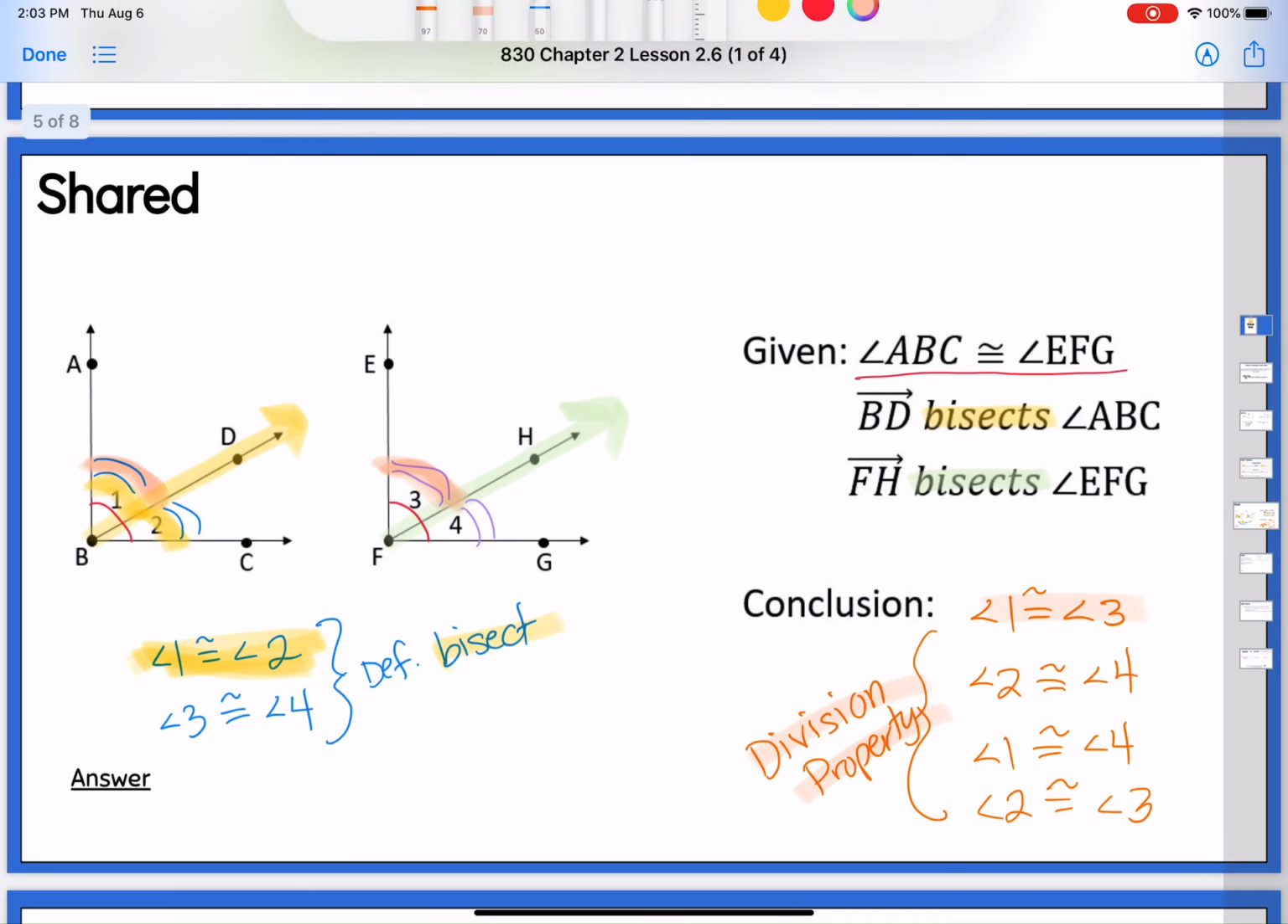All right. So hopefully that helped clear up some questions about that. It also works the same for the multiplication property, right? So the definition of bisect would be all in the same angle. If you're using multiplication, you're going from one to the other.